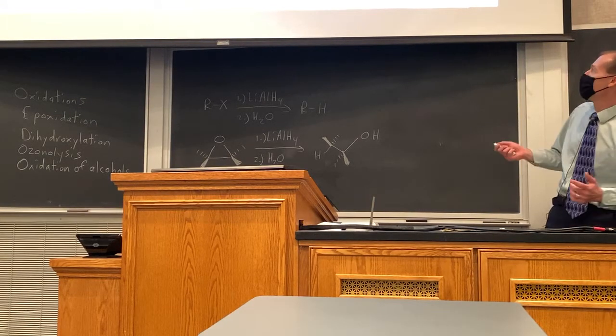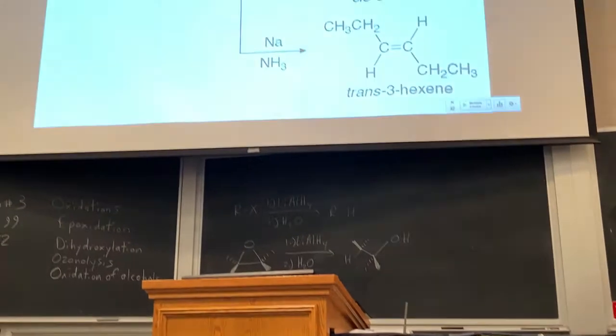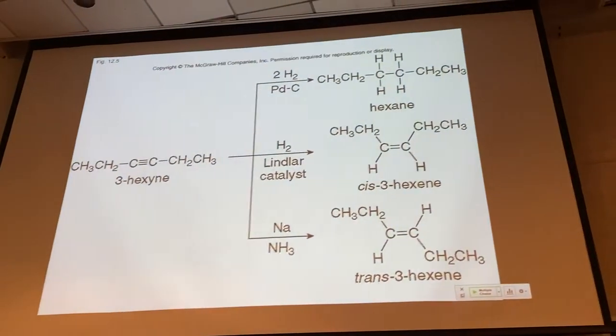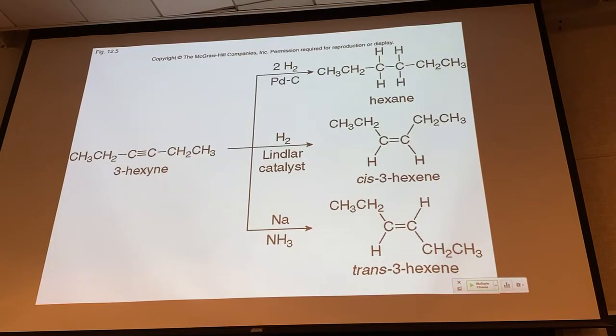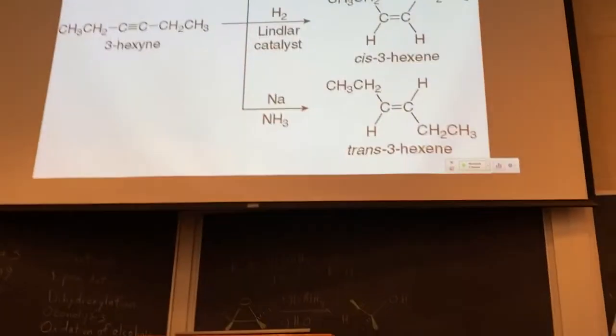So these are the reductions of alkynes that we finished up with on Monday in class, the three different ways we can reduce alkynes. So we talked about reducing alkenes and then alkynes on Monday. There are two other types of compounds that we can reduce, and those are alkyl halides and epoxides.